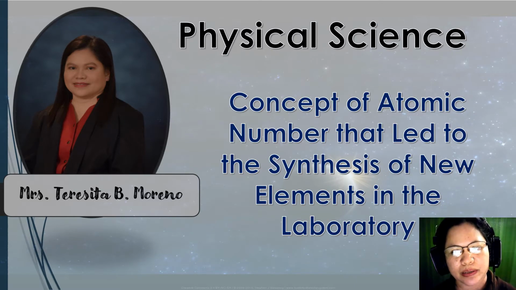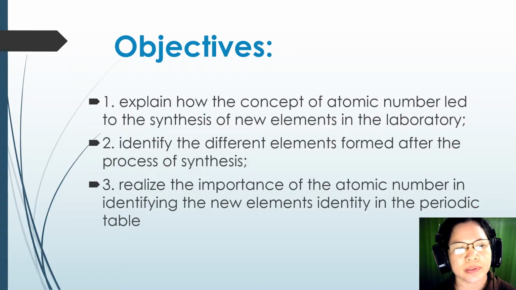So today we'll be talking about the concept of atomic number that led to the synthesis of new elements in the laboratory. So these are the objectives. Explain how the concept of atomic number led to the synthesis of new elements in the laboratory. Second, identify the different elements formed after the process of synthesis and realize the importance of the atomic number in identifying the new element's identity in the periodic table.